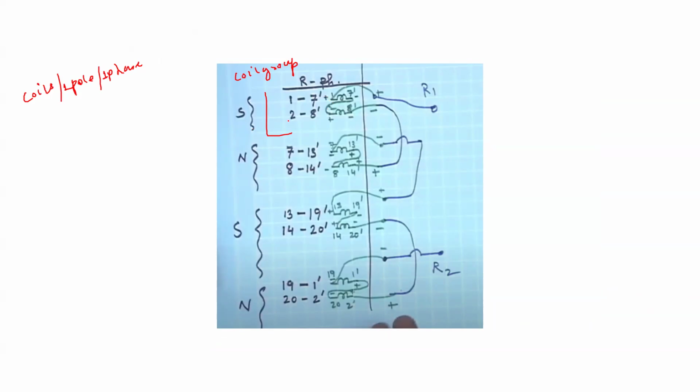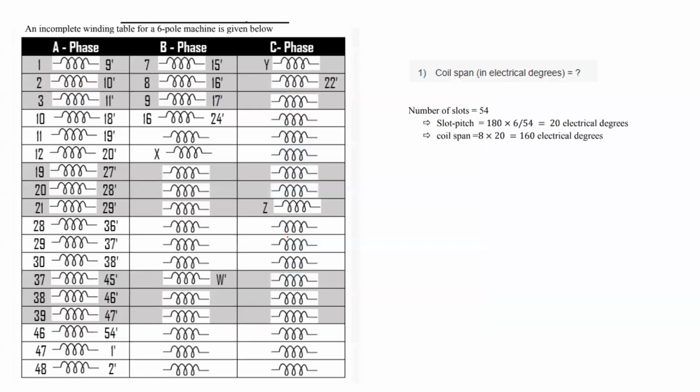Now let us see the assignment question. Then these things will become more clear as we keep on solving the questions. Here you can see that we are provided with this table. This is the winding table which we have to complete.